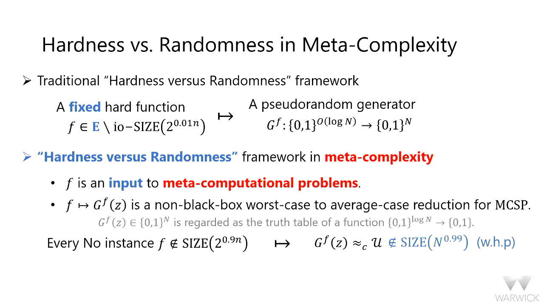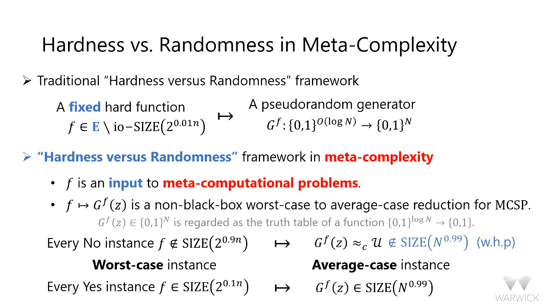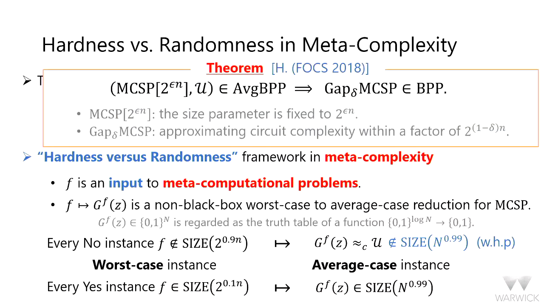But not only that, this can be regarded as a worst-case to average-case reduction. Because I haven't made any assumption about no instances, you can actually reduce a worst-case instance to an average-case instance, or pseudorandom instance, in the sense that this is computationally indistinguishable from the uniform distribution. In order to show that this is a correct reduction, we also need to argue about the yes case, but this basically follows from the fact that for some pseudorandom generator constructions, if F has a small circuit, you can show that G to the F also has a small circuit. And this is the idea of getting a worst-case to average-case reduction.